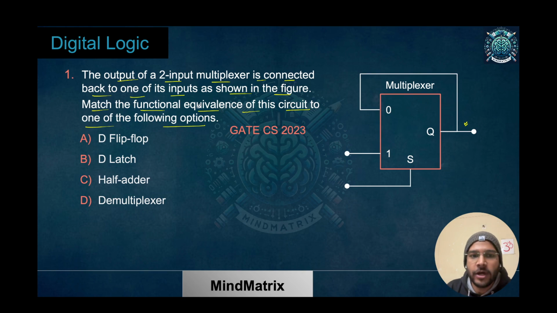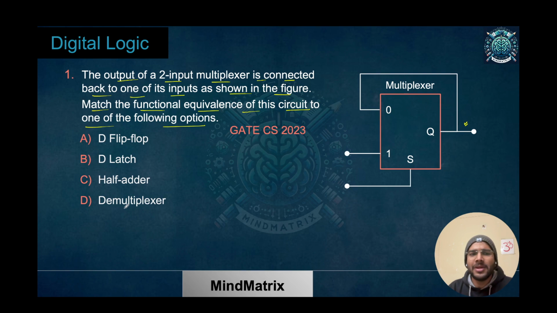So here it is saying functional equivalence. That means it is performing the same task. So this multiplexer is given to us. We have to figure out whatever task it is performing, is it similar to D flip-flop or D latch or half adder or demultiplexer? That we need to find out.